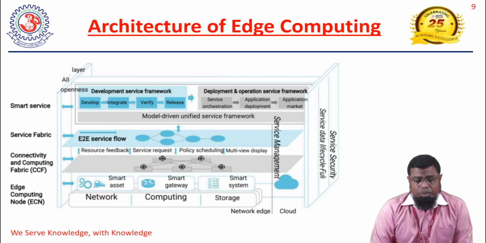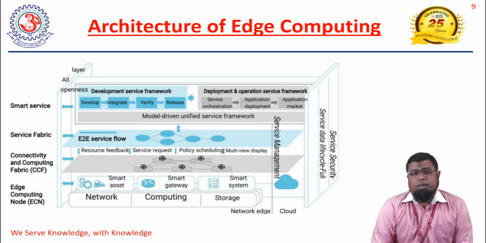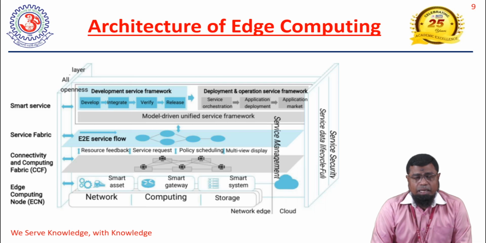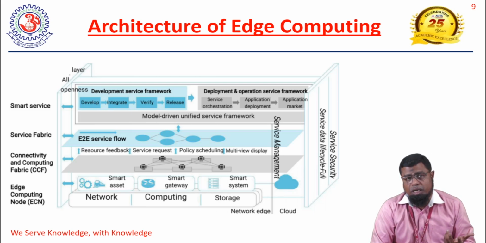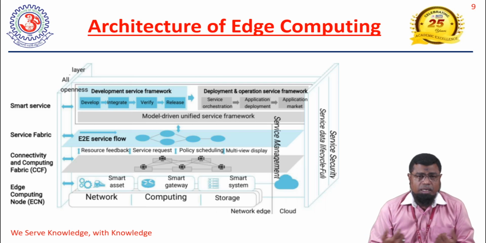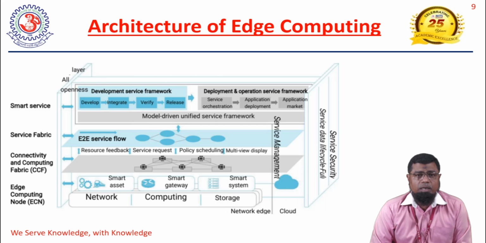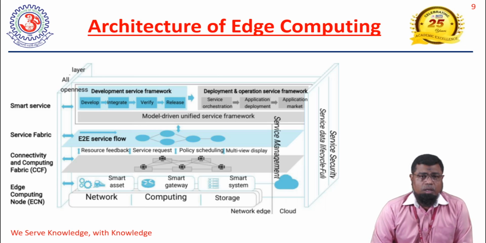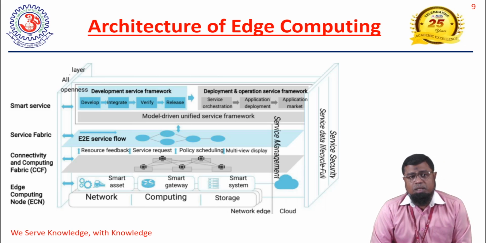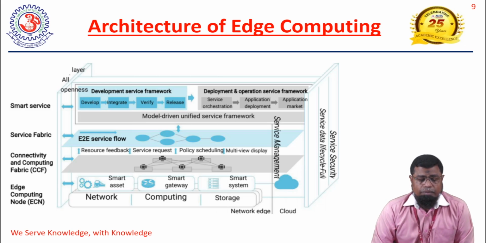So in the service fabric layer, what is taken care of is how the edge to edge service works. There are some devices in one edge network and some other devices in edge network number 2. These two devices want to communicate, that is, one device in one edge and another device in another edge. Then that edge to edge service will be taken care of by this service fabric layer.